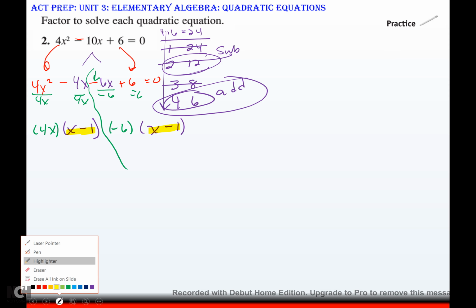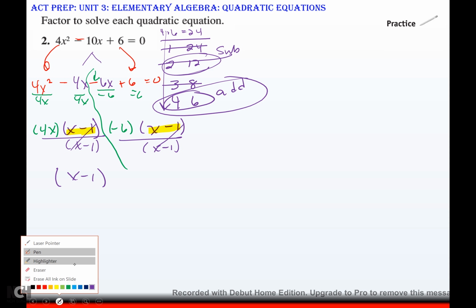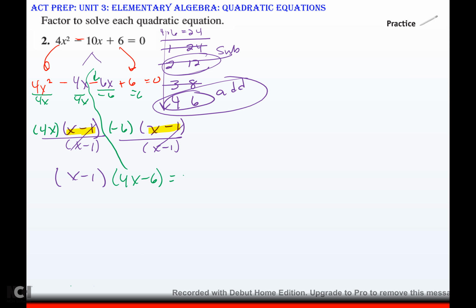So I get to GCF again, by x minus 1. To get what's left, I divide by x minus 1. And my terms in green are my second factor. So my second factor is going to be 4x minus 6.